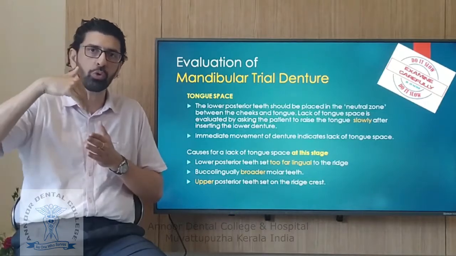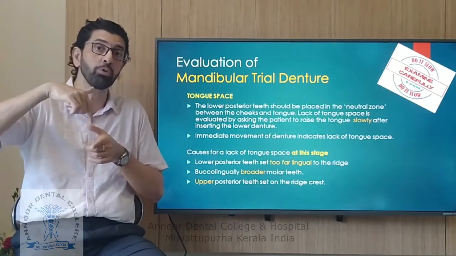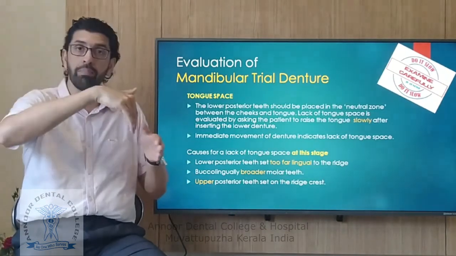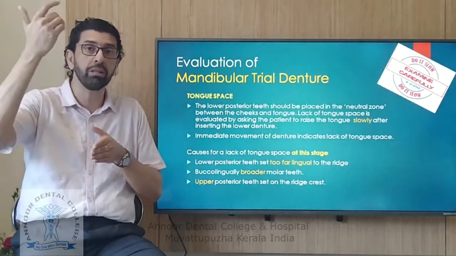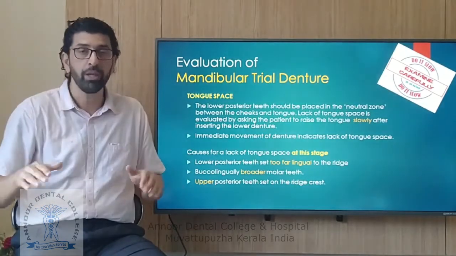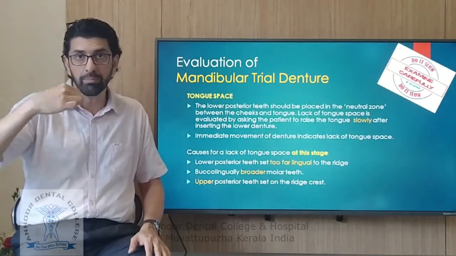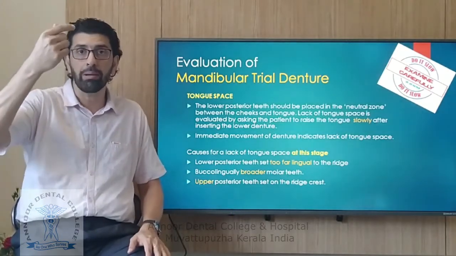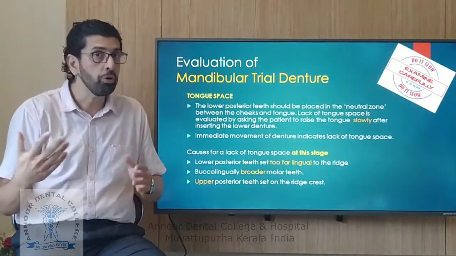But generally, you want to place the mandibular teeth on the crest of the ridge, and the maxillary teeth need to get to occlusion with the mandibular teeth in that position. You don't change the mandibular teeth's position to fit the maxillary. That is wrong. So you want to put the mandibular teeth on the crest of the ridge and the maxillary fits into that. How do we do this?